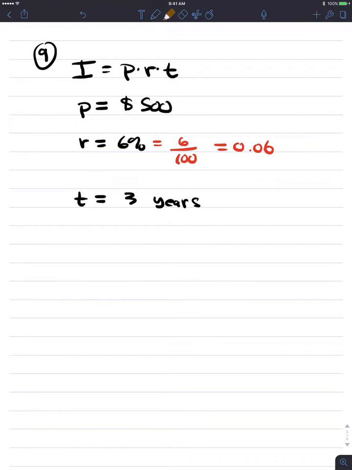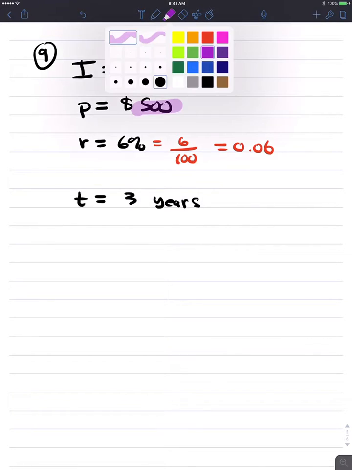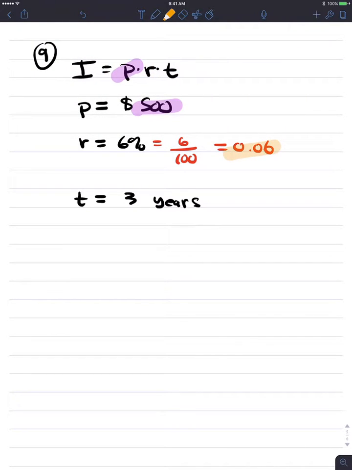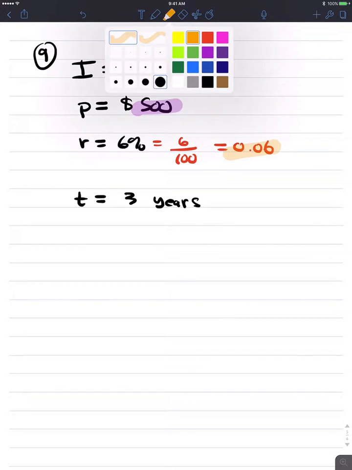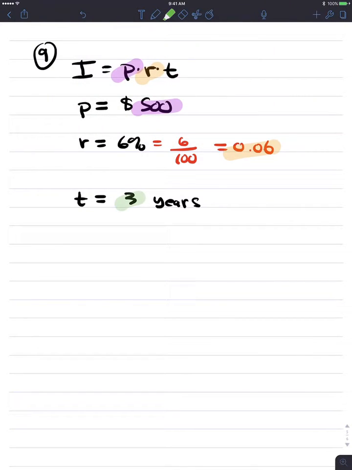So we're going to plug in 500 for our principal. The rate we're going to plug in as 0.06 for this rate value. And my time here is 3 years. So let's plug in these values. We get interest is $500 times 0.06 times 3 years.